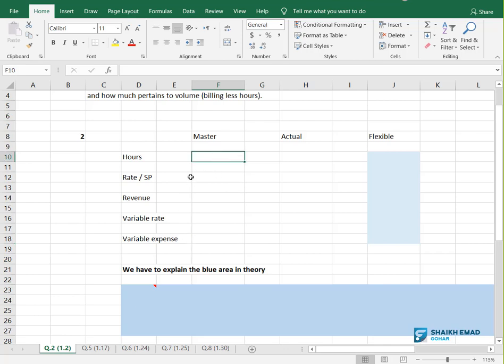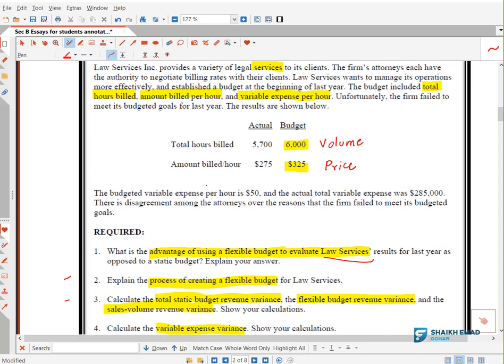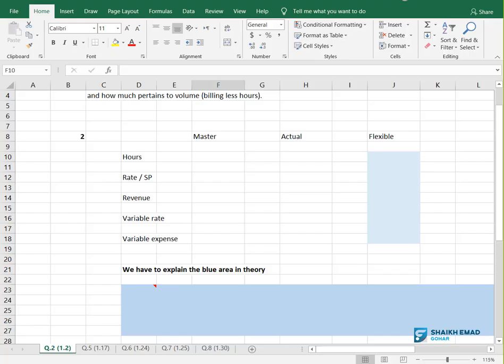In this question, they gave you some items like hours billed, amount billed per hour. Let us write it. So hours master how much? Remember, 6,000. Actual hours how much? 5,700. Can anyone tell me in the chat box, in the flexible budget, will I take 6,000 hours or 5,700 hours? Very nice. I will take 5,700 hours.